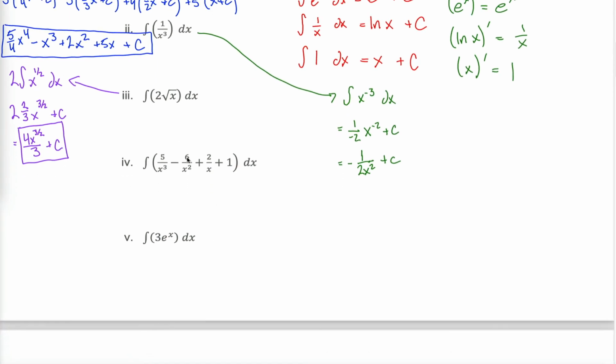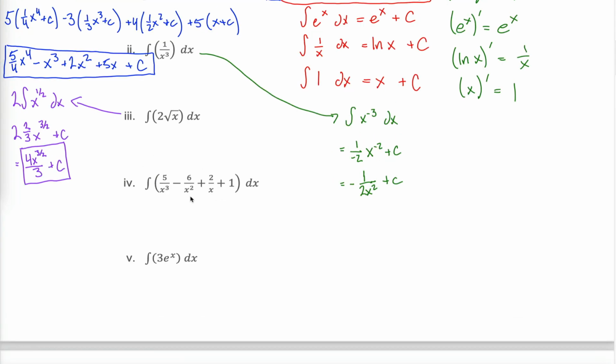Hopefully I've made enough room that I can tackle this problem. This problem's kind of tricky. It kind of looks like a polynomial, but 3 of the 4 terms have the x down in the denominator. So I think a good strategy for this is first rewrite this as the antiderivative of 5x to the -3rd power minus 6x to the -2nd power plus 2x to the -1 power plus 1 dx.